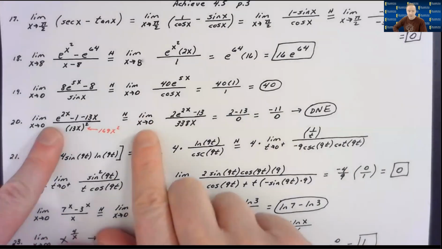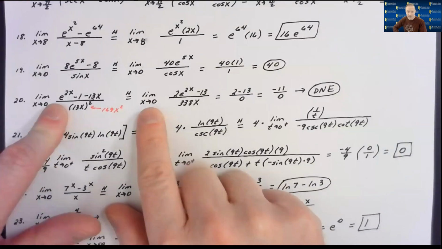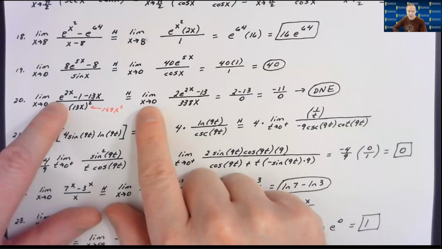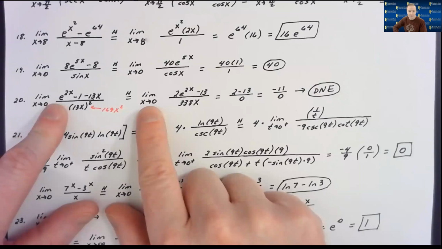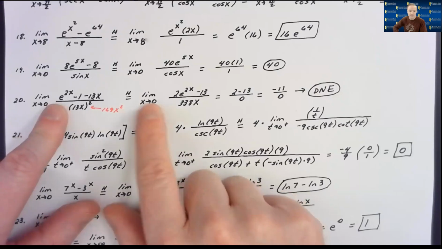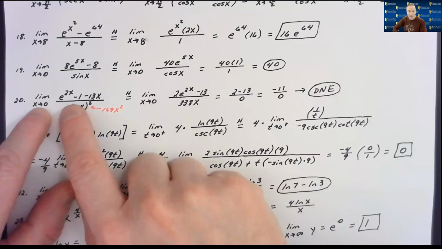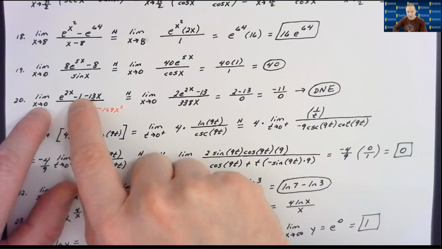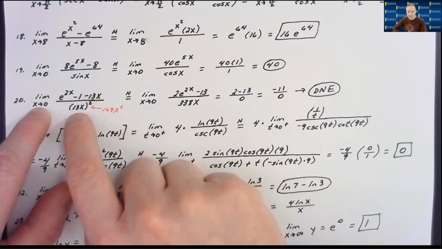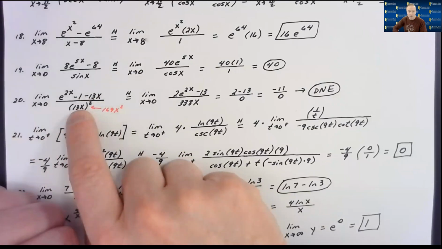Now, the next one, and I think it may be the only one in this entire assignment that ends up being where the limit does not exist. It's undefined. I have a problem. The limit as x approaches 0 of e to the 2x minus 1 minus 13x. And mine had the group 13x squared in the denominator.